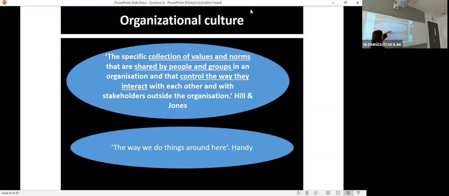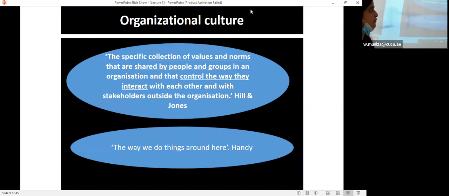Hills and Jones define organizational culture as the specific collection of values and norms that are shared by people and groups in an organization and that control the way they interact with each other and with stakeholders outside the organization. So this is a very detailed definition provided to us by Hills and Jones. Hills and Jones are focusing on three major points.